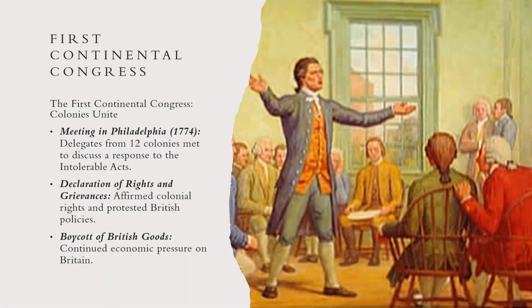In 1774, colonial leaders from 12 colonies gathered in Philadelphia for the first time, the First Continental Congress. They met to discuss a unified response to the Intolerable Acts. The Congress issued a Declaration of Rights and Grievances, affirming colonial rights and protesting British policies. They also called for a continued boycott of British goods and urged colonists to form militias to defend themselves. This meeting marked a significant step towards colonial unity and a collective stand against British oppression.